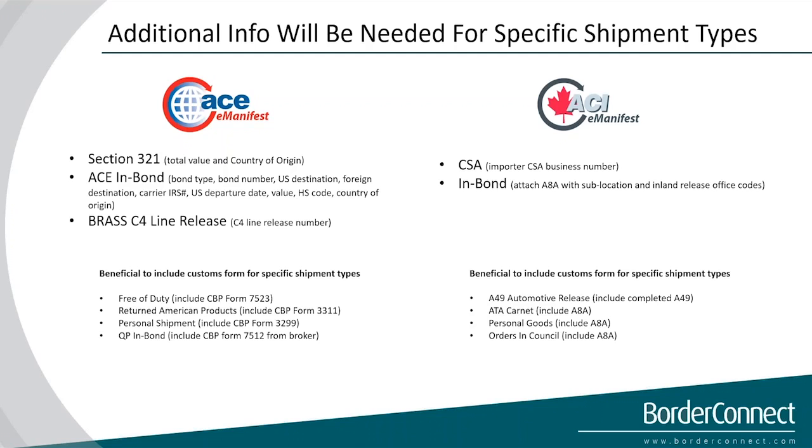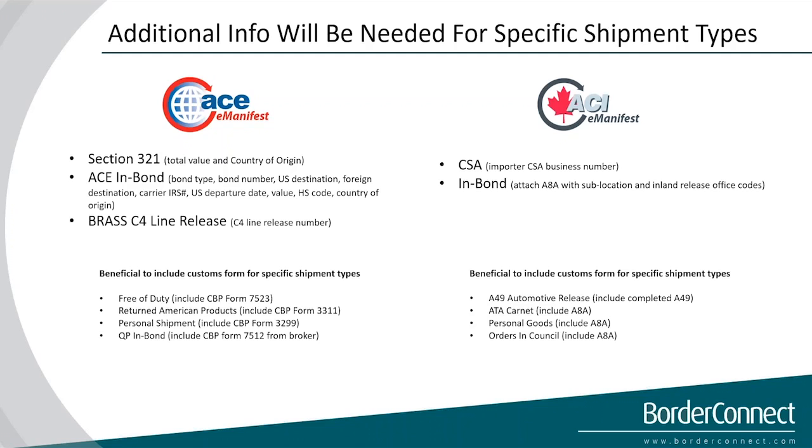Now, some of those you won't need depending on what type of bond it is. For a T&E bond, I don't believe you need a country of origin. However, for an in-transit bond, you will need it. I'm just giving you examples of additional information we will need if you want us to process an ACE and bond for you via our fax service. We will need that information. Also, for a BRASS C4 line release, which they're phasing out, we will need the C4 line release number.